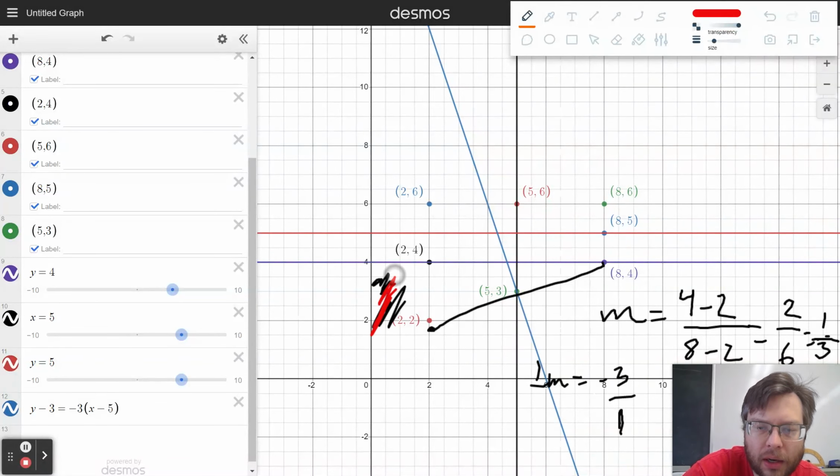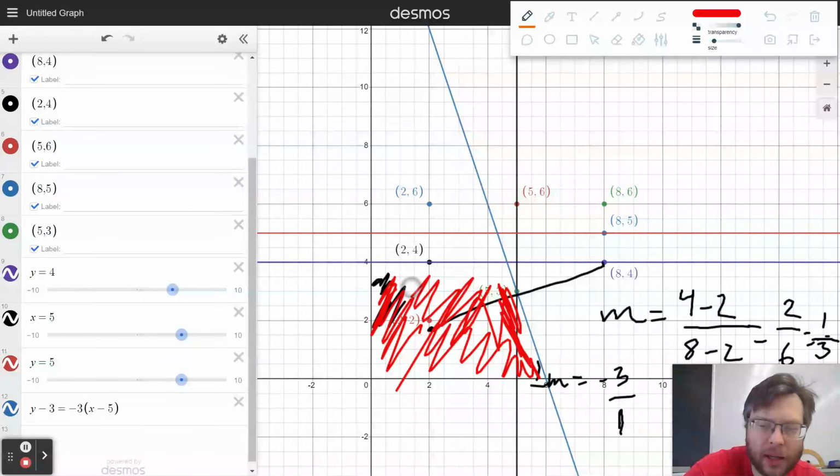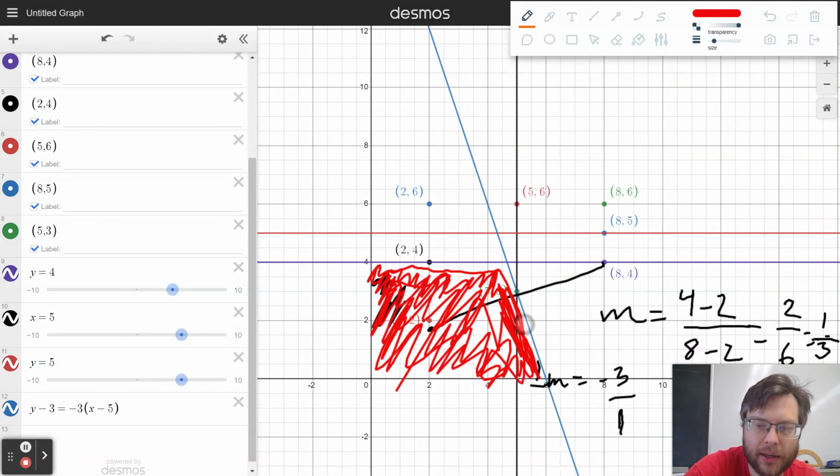There. So all of this will go to the red zone. And in the textbook, they only have you looking at the positive x and y values. That's why I'm not going below the x's. So this looks like the red zone.